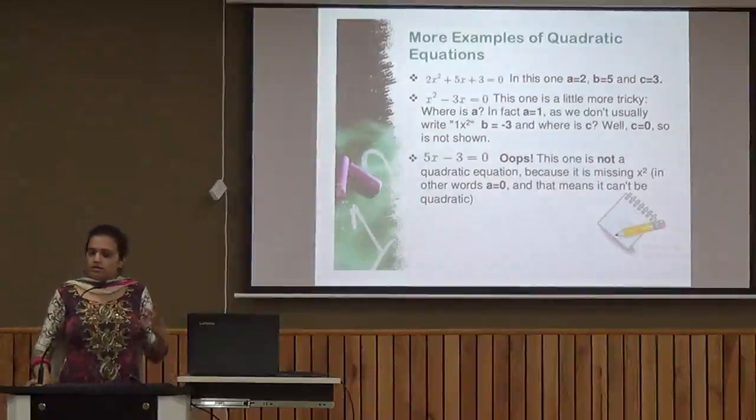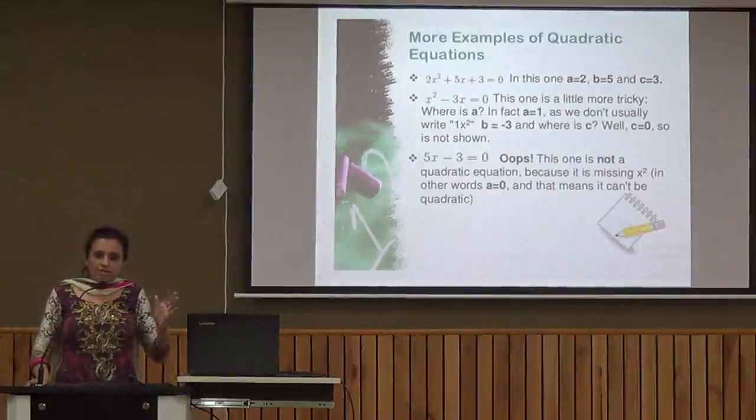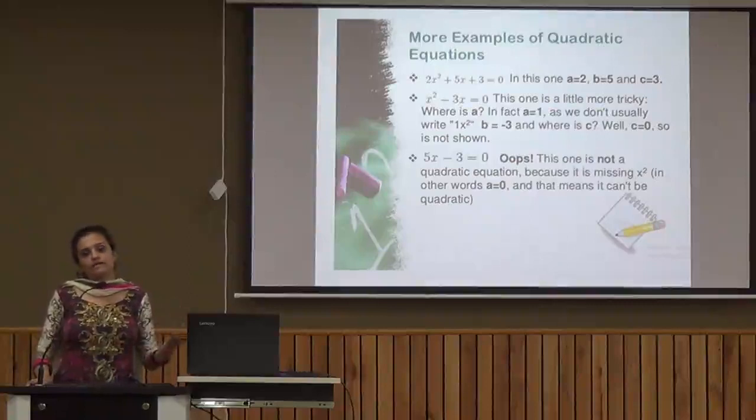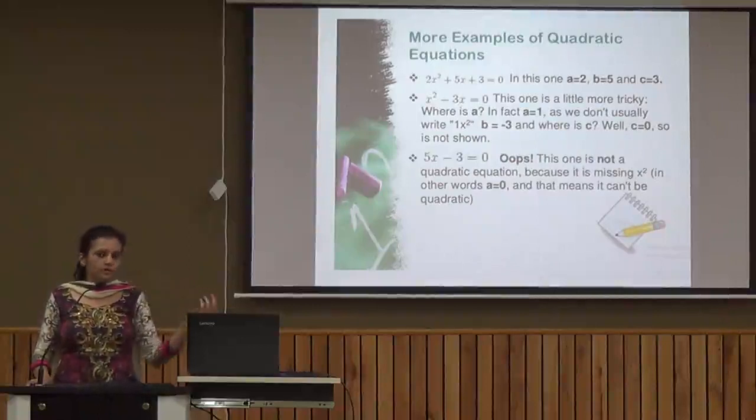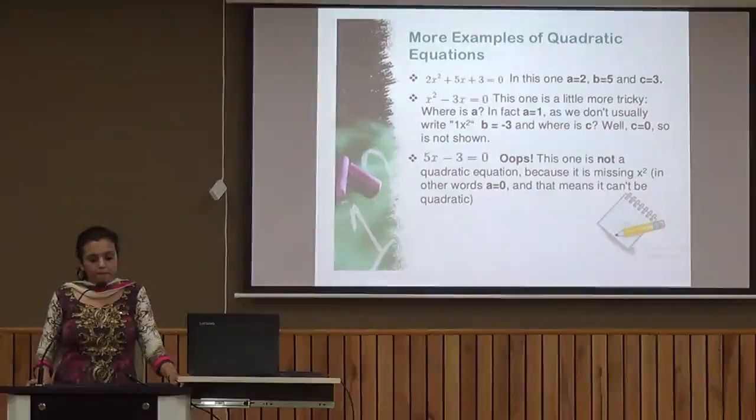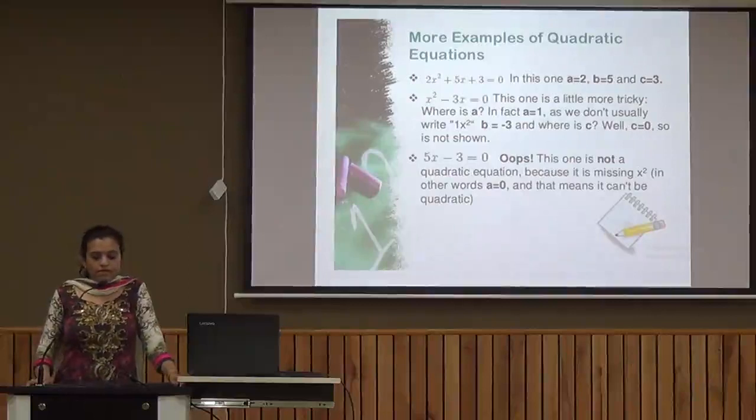See, all the time the equations do not look as rosy, as simple. They can be twisted. You will have to use a bit of arithmetic or algebra to find out whether the given equation is actually quadratic. Just see the first point. 2x squared plus 5x plus 3 is equal to 0. Yes, it is a quadratic equation.